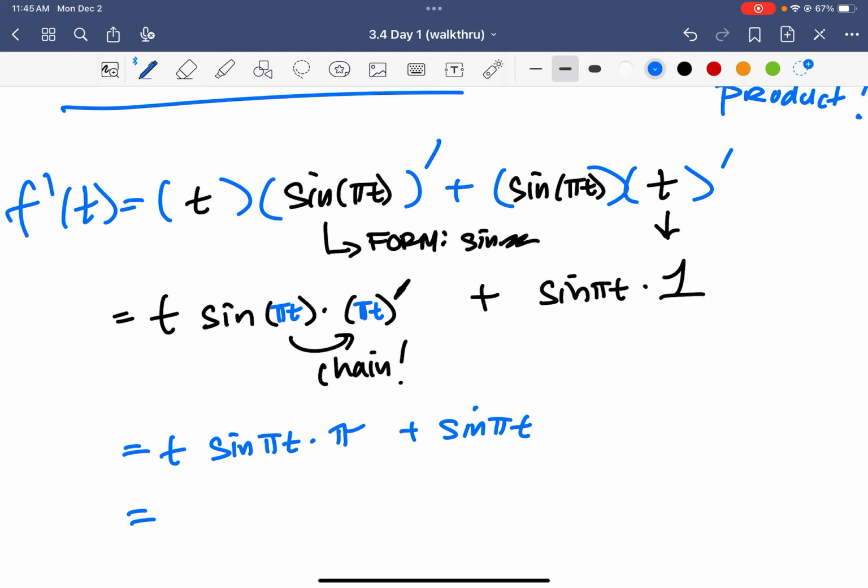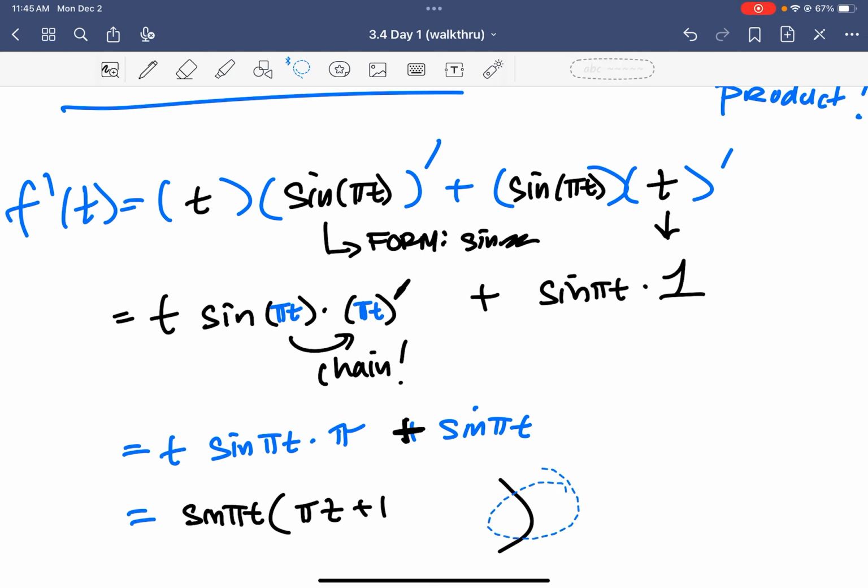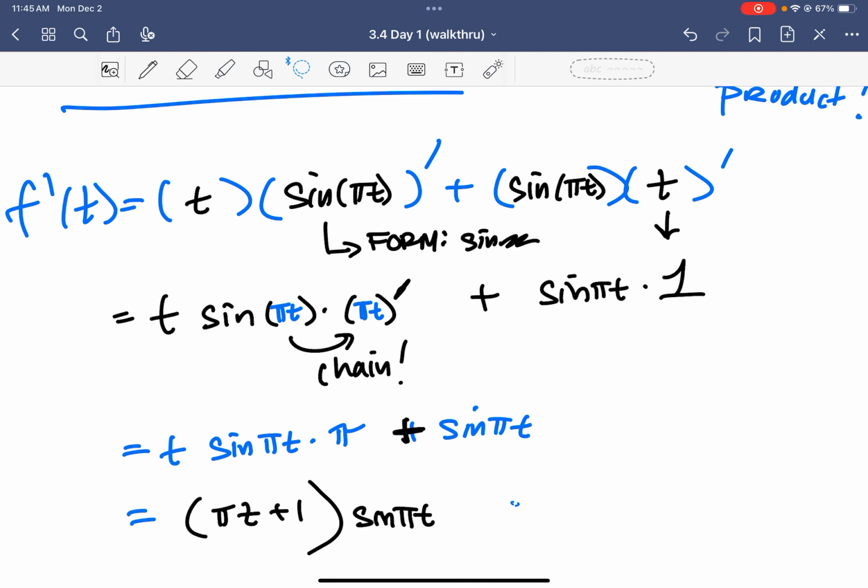Okay, so you'd be done if it doesn't say simplify, but I think it's pretty clear that we have two big terms that both have a sine of pi t in them. So one term and another term. When you take out a sine of pi t, you're left with pi t plus 1. So that would be your function. And more than likely, so you don't get confused as to what you're taking the sine of, you'd probably move that sine over there, and that would be your answer.